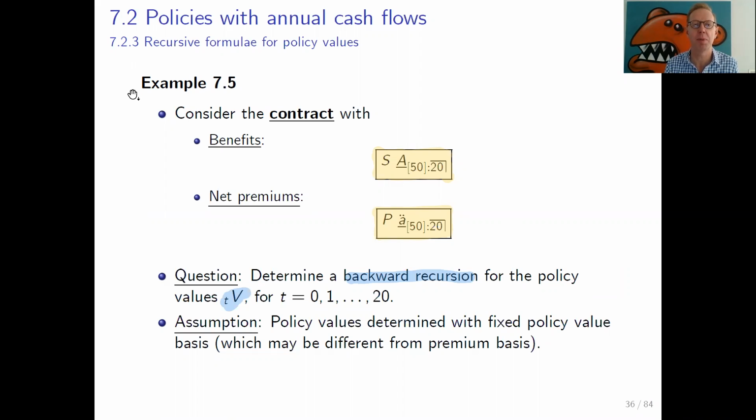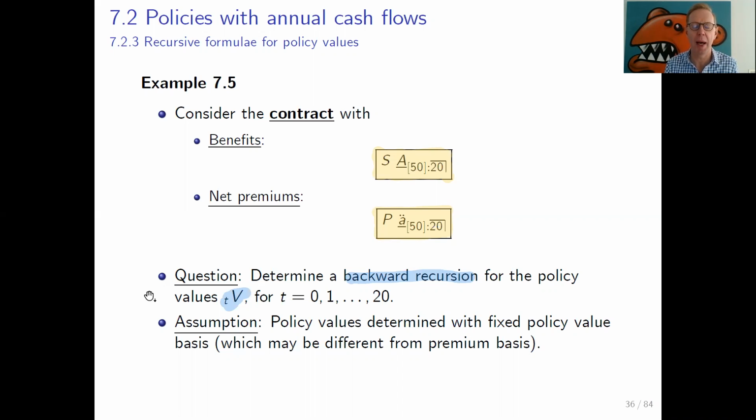Let us start with example 7.5. We consider the contract with benefit cash flows, an endowment on a person of age 50 for a duration of 20 years with a payment at death or upon survival of amount S. The premiums are paid by an annuity for 20 years. As long as the insured is alive, there is a yearly premium to be paid of amount P.